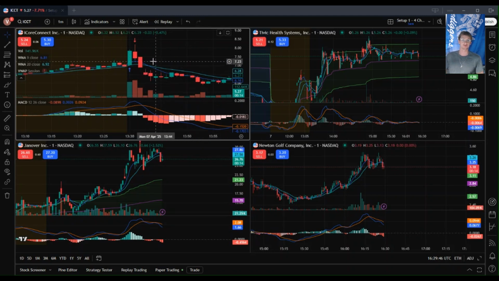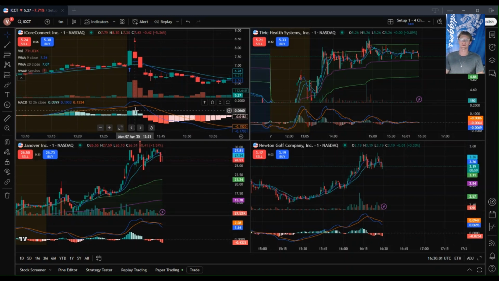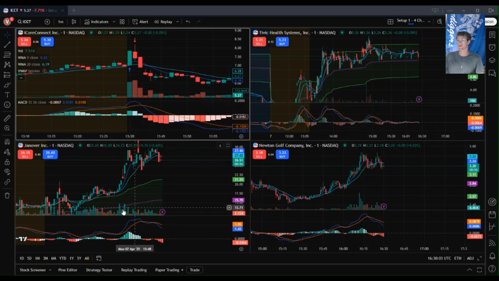So that was my first trade of the day, and that went really well. Obviously, usually I make a bad trade as my first trade, and then the rest of the day I'm just trying to make up for it. So I was really happy that my first trade was green.